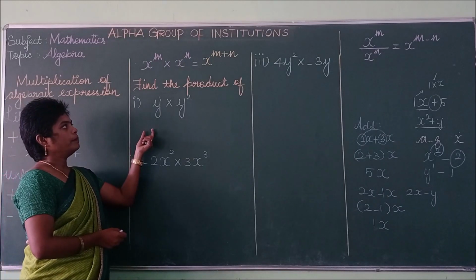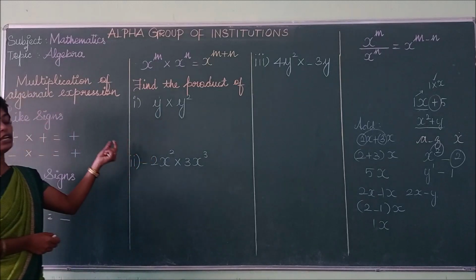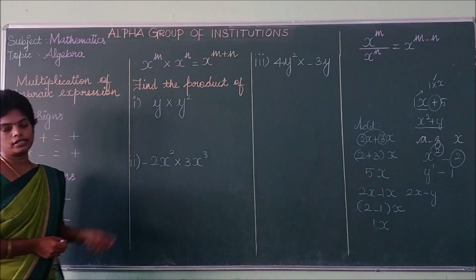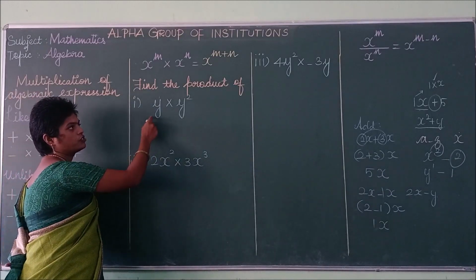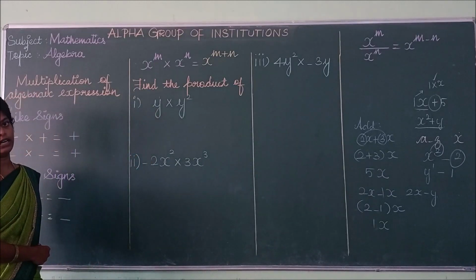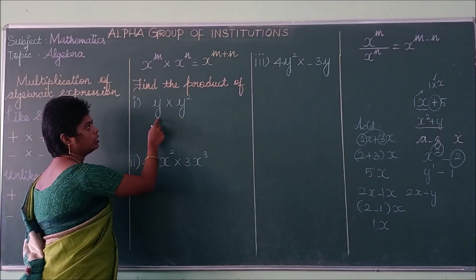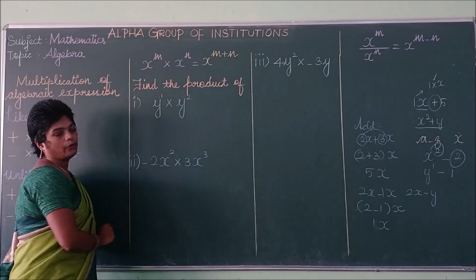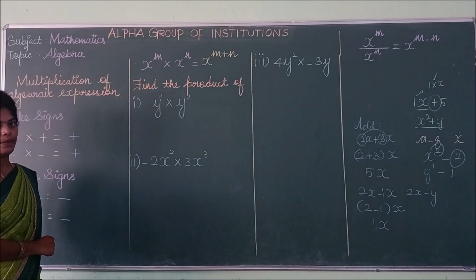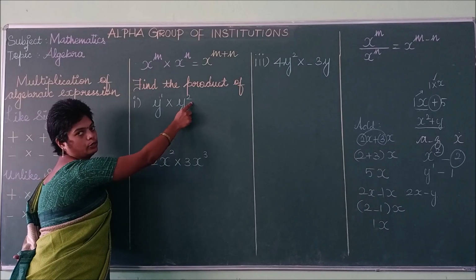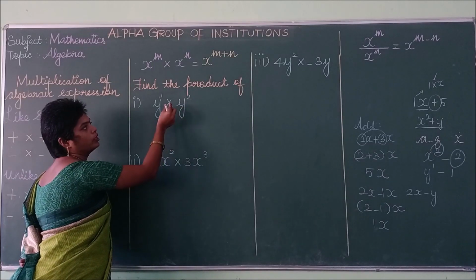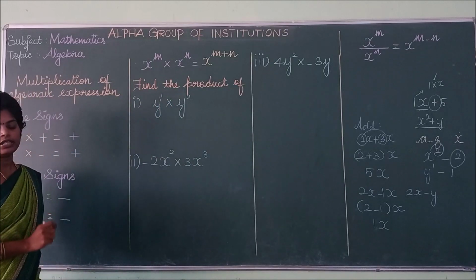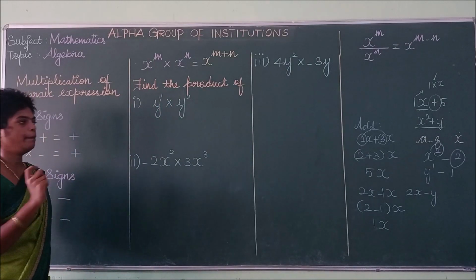So listen to this problem. Find the product of y into y power 2. So use that formula to solve this one. Listen here. First check whether both the bases are same or not. So check here, y, nothing is given, so you can take that as y power 1. You can take that as y power 1 into y power 2. So both the bases are same. If it is multiplication, you can add the powers.